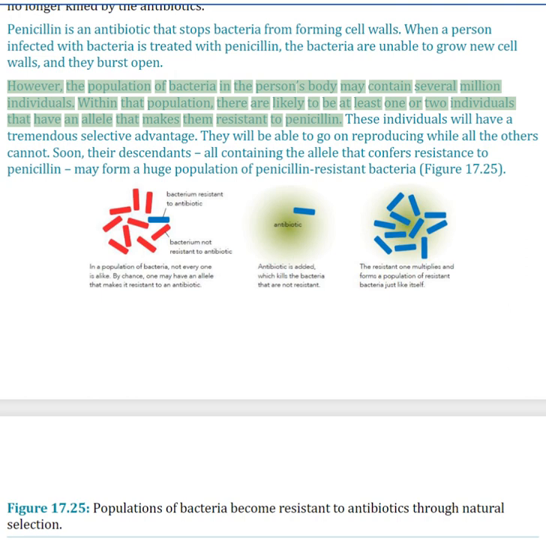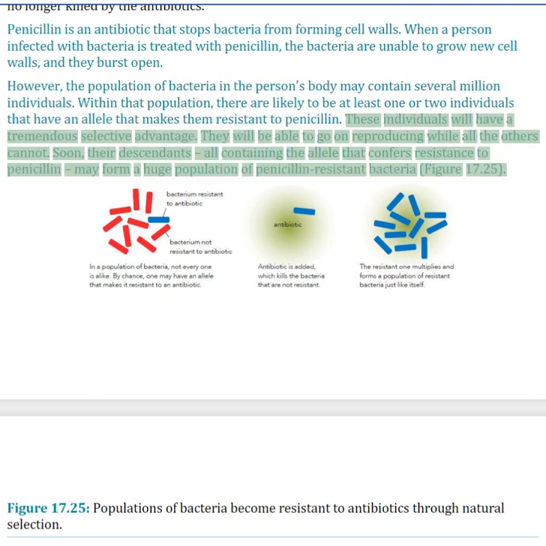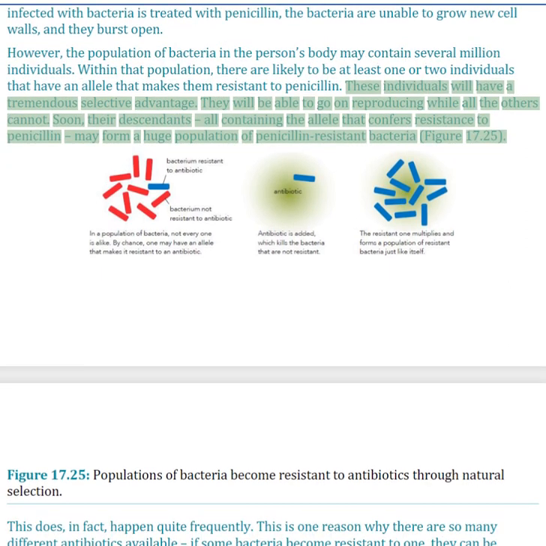Within that population, there are likely to be at least 1 or 2 individuals that have an allele that makes them resistant to penicillin. These individuals will have a tremendous selective advantage. They will be able to go on reproducing while all the others cannot. Soon, their descendants, all containing the allele that confers resistance to penicillin, may form a huge population of penicillin-resistant bacteria.